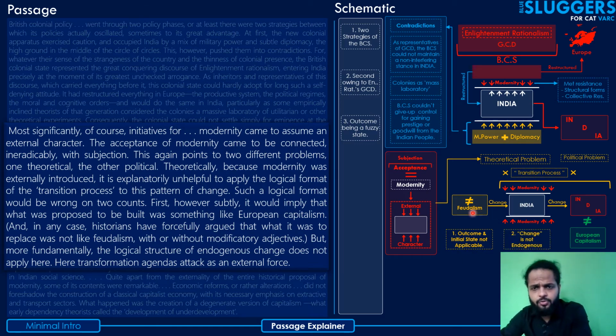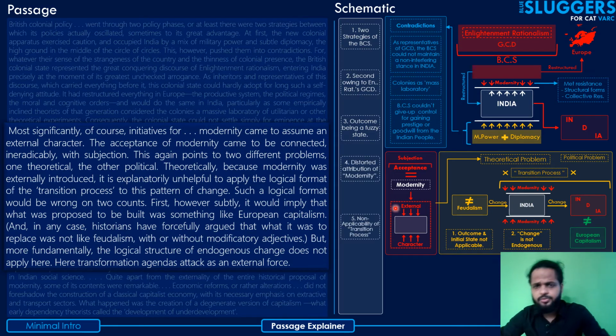So, what the author has noted here. The second point is change is not endogenous. In this part of the second paragraph, the author has noted two points. First, people started attributing or conceptualizing modernity in a distorted manner, and second, how the logical format of the transition process is not applicable in this case, and what the reasons are. Okay, that's what he talks about in this paragraph. Let's move on to the next one.